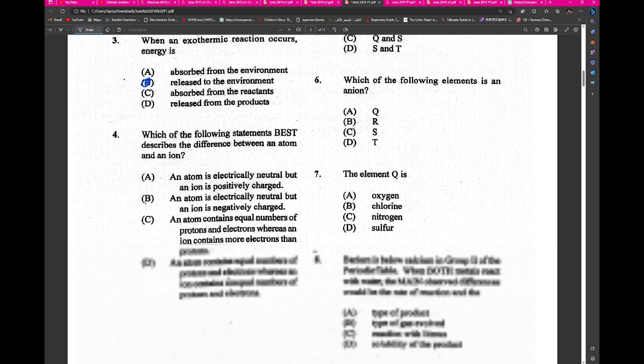Which of the following statements best describes the difference between an atom and an ion? So atoms generally contain equal numbers of protons and electrons, whereas ions have more. No. Alright, we're just speaking about inequalities. Alright.